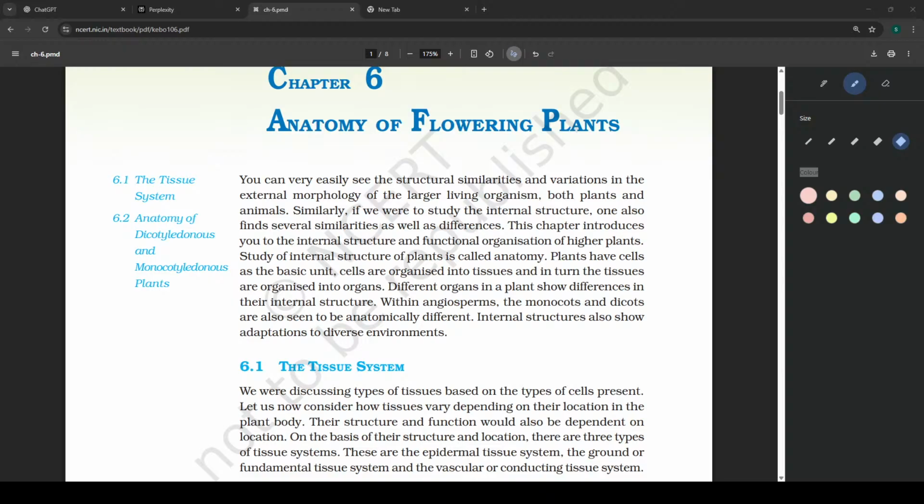Let's start with the anatomy of the flowering plants. Chapter 6, Anatomy of the flowering plants. Here we are going to see about the tissue system, anatomy of dicotyledonous and monocotyledonous plants.